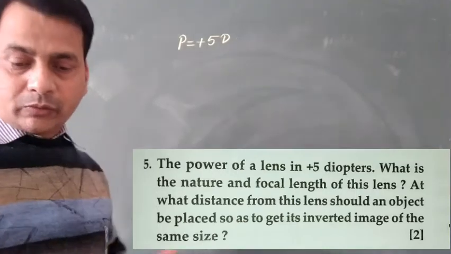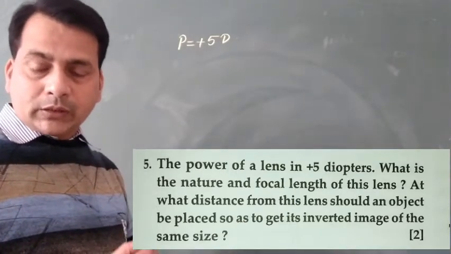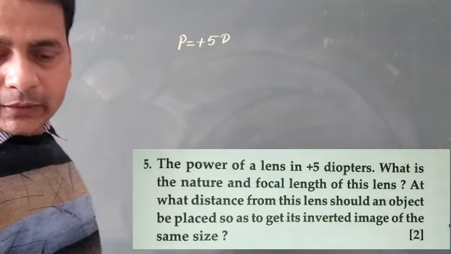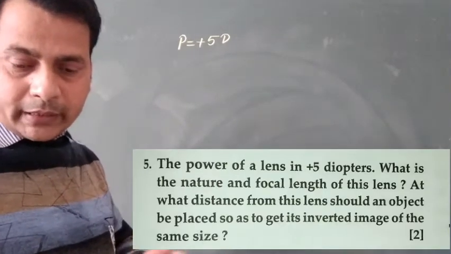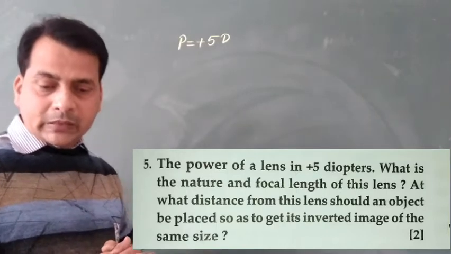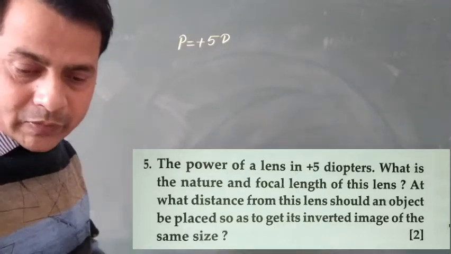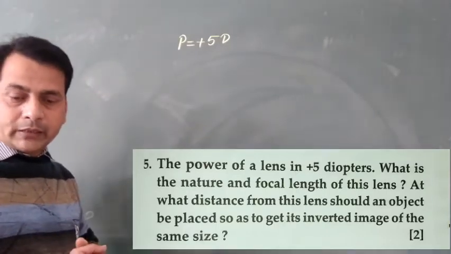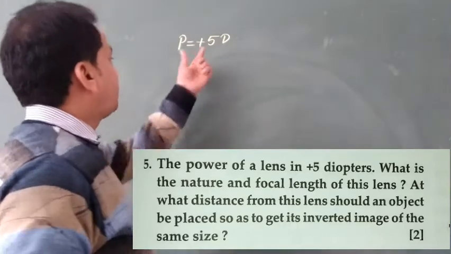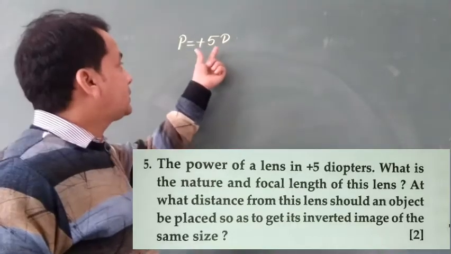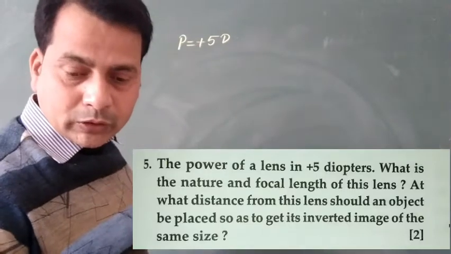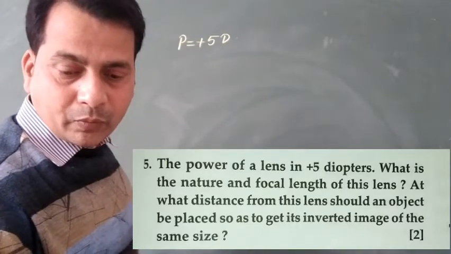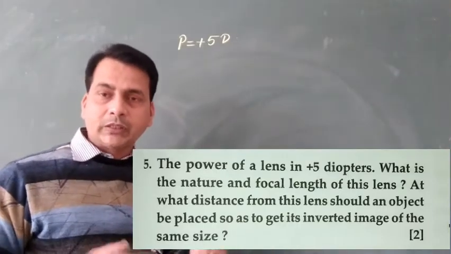At what distance from this lens should an object be placed so as to get its inverted image of the same size? So here the power of this lens is +5 diopter. According to this question, what is the nature and focal length of this lens?